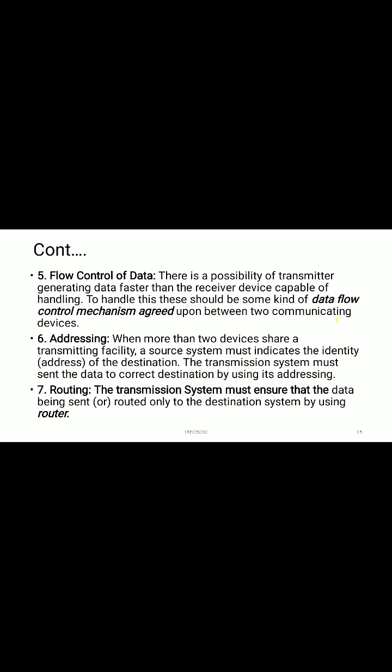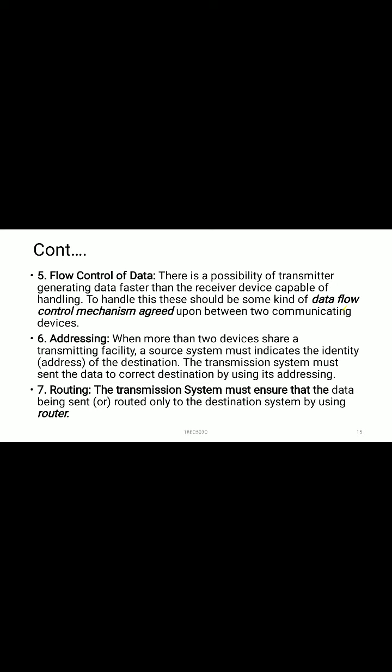Next one is addressing. When more than two devices share a transmitting facility, a source system must indicate the identity of the destination. Without a destination address we can't send the data to the correct destination. The transmission system must send the data to the correct destination by using this addressing.